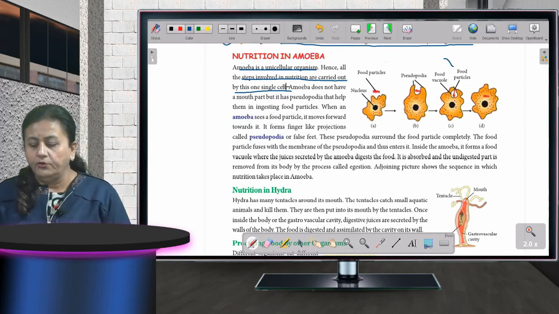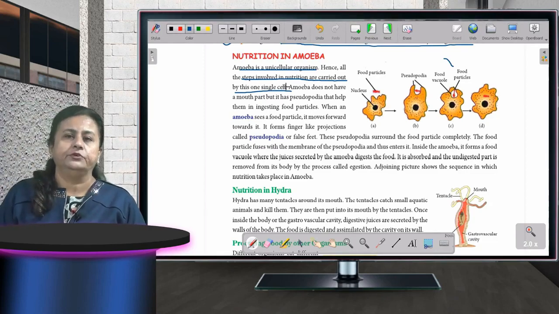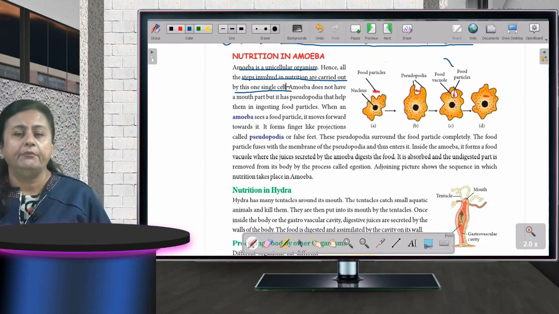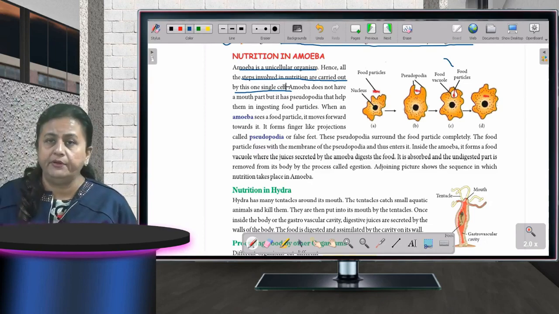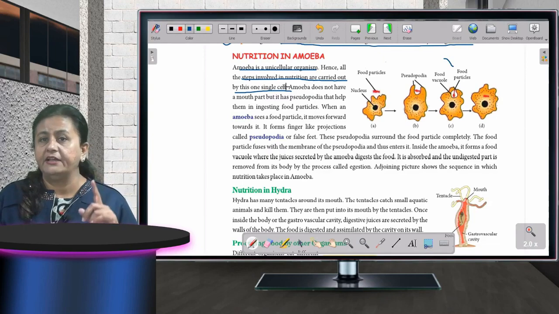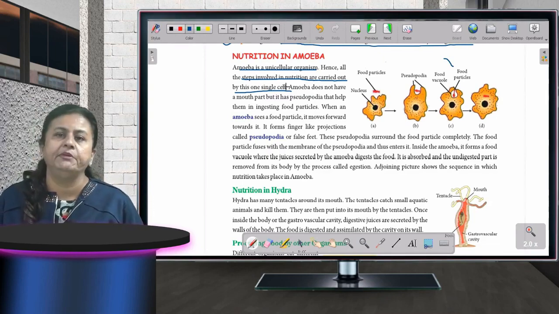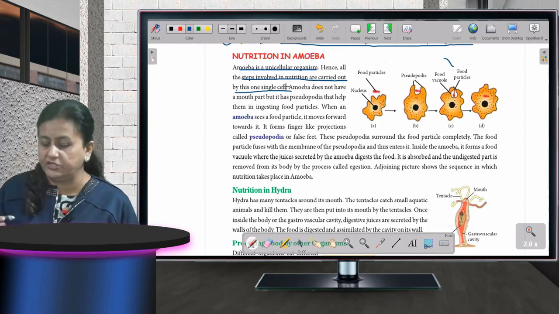Now how does amoeba move? How does it consume its food? First of all, amoeba does not have any specific shape. It does not have any shape like we all have. We have eyes, we have nose, we have teeth, everything. But amoeba does not have such things.